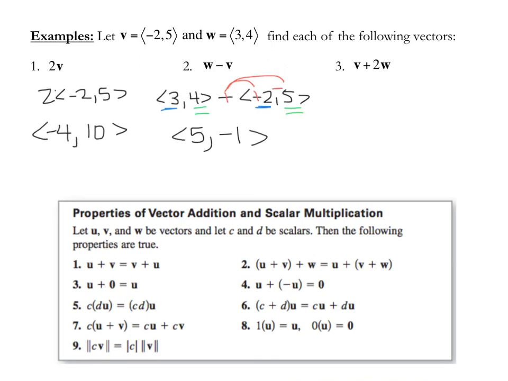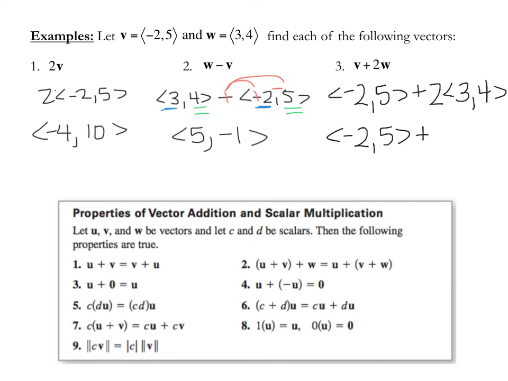So the last one is supposed to be v plus 2w. You're just applying these operations to the component form of the vectors, so times 2w. You do have to follow the order of operations, so we multiply before we can add them together. So I'm going to multiply the 2 first, and that's going to turn into <6, 8>, and then we can add them together. So we get <4, 13>.